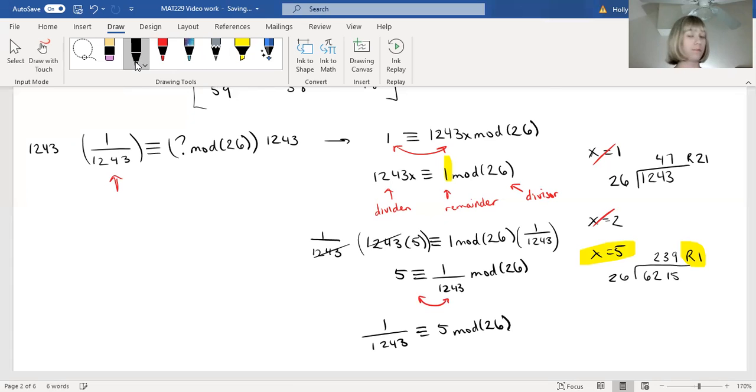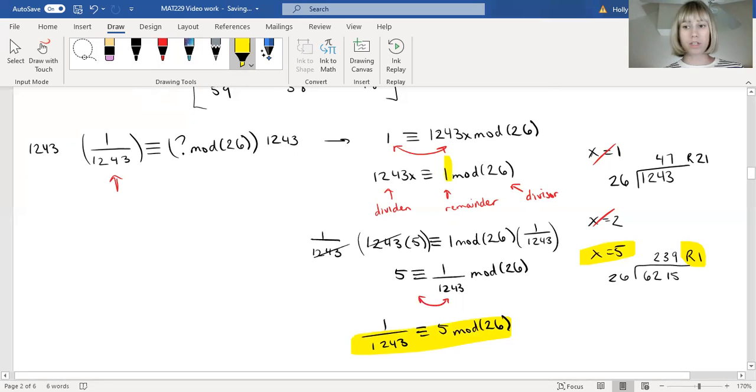Okay, so now we know 5 is the multiple of mod 26 so that we get 1 over 1243. Great, so that is very important. All right, so what next? We figured out the mod, we figured out what the value is to make this mod work for 1 over 1243. Now we're going to put it to use.